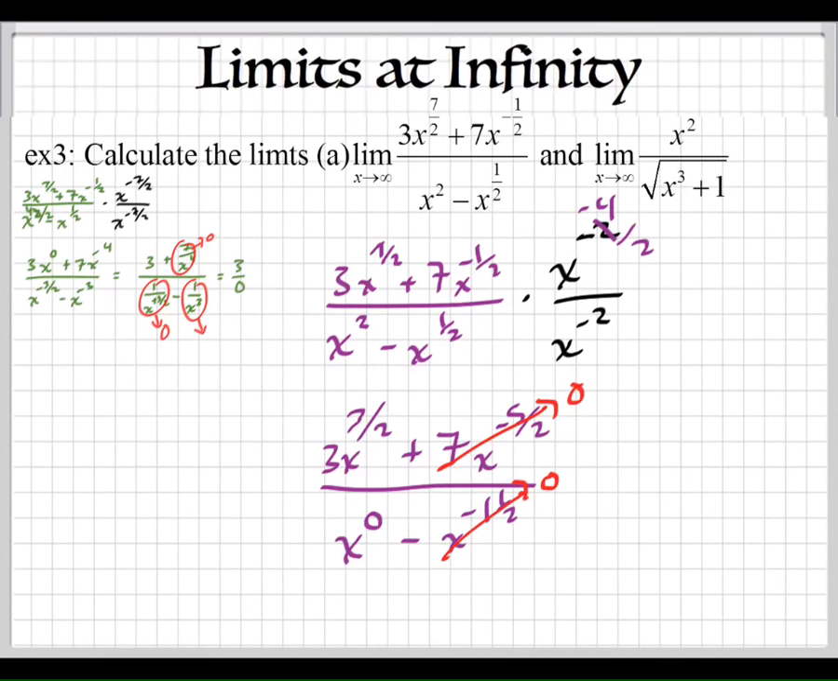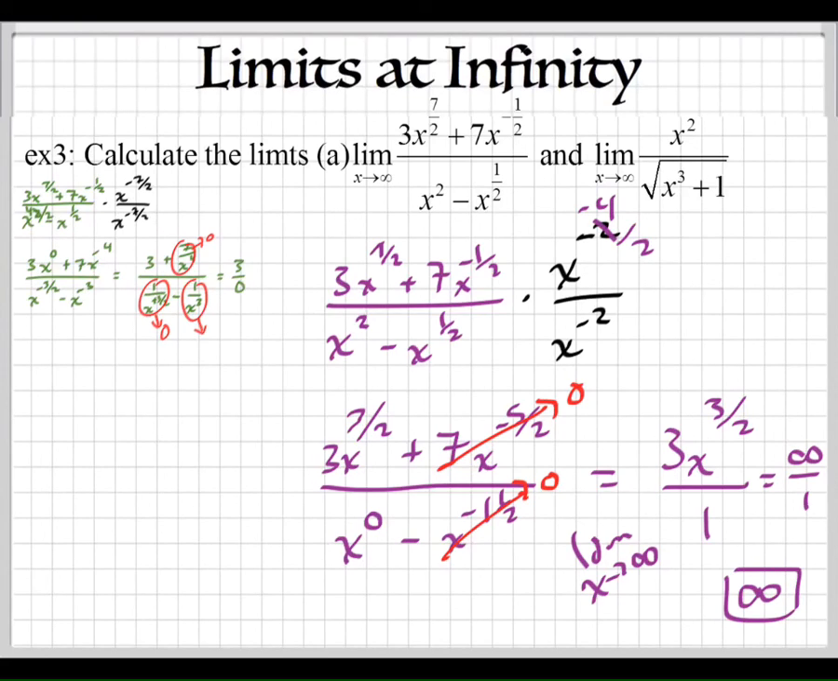So what am I left with? I'm left with, on the bottom, 1, right? Because x to the 0 power is always 1. Anything to the 0 power is 1. And then on the top, we have 3x to the 3 over 2. Now don't forget what we're doing. We're taking the limit as x approaches infinity. So if I take this to infinity, the top just gets ginormous, right? Dividing by 1. So we get infinity divided by 1, which means our limit is infinity.